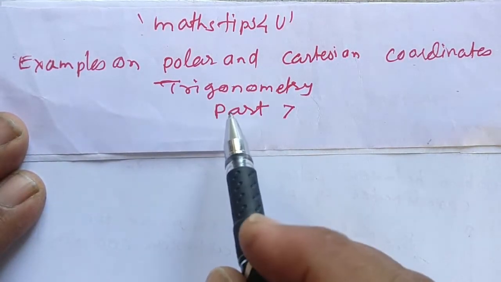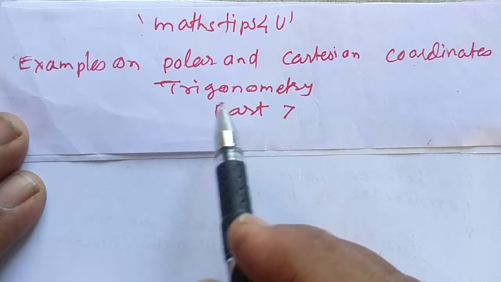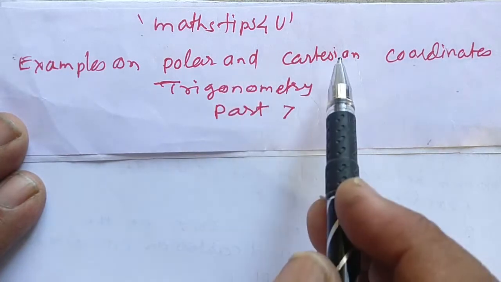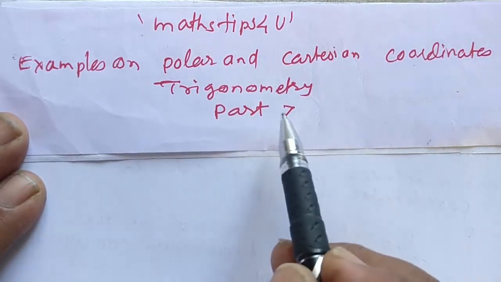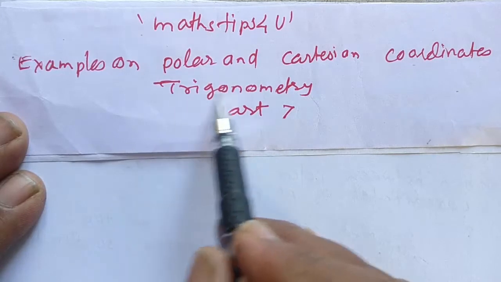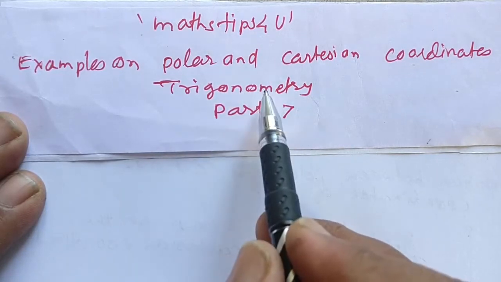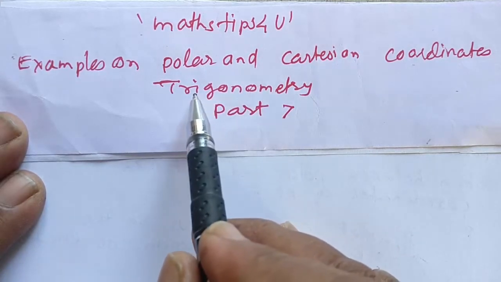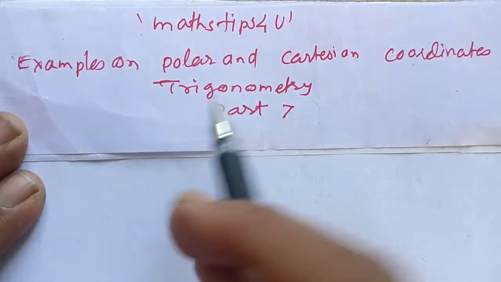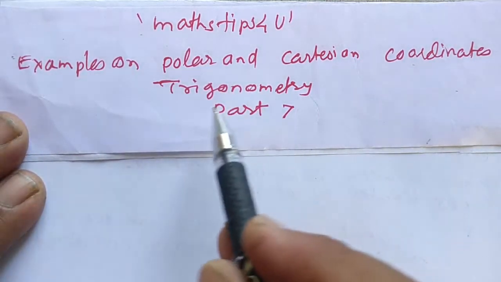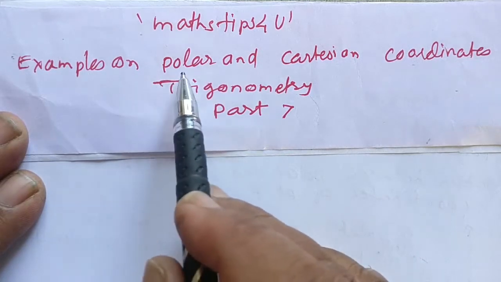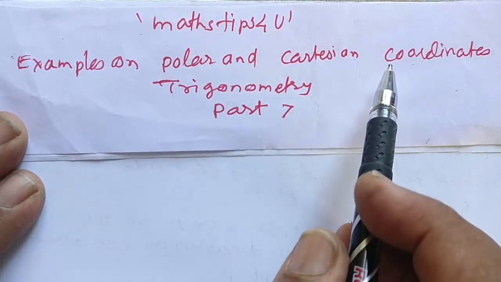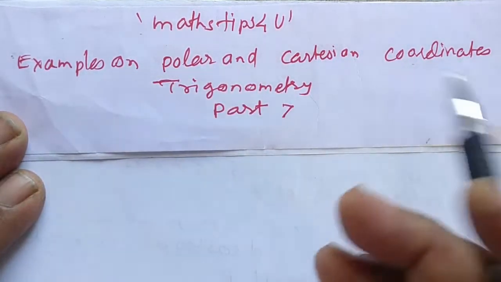In this video we are going to see the solution of examples on polar and Cartesian coordinates. This is video part 4, belonging to the trigonometry, fundamental identity, which is according to the State Board syllabus of Maharashtra. So we shall start with how to convert polar coordinates into Cartesian coordinates and Cartesian coordinates into polar coordinates.